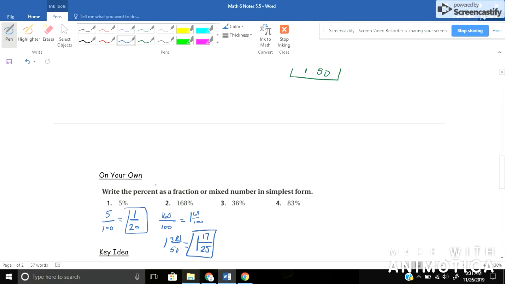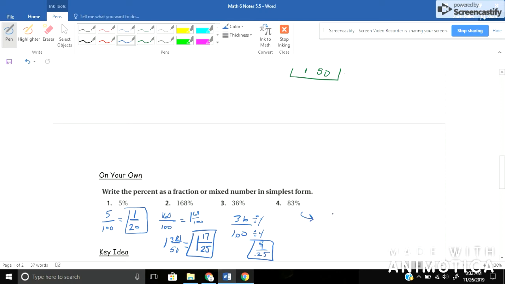Number 3, 36% is 36 over 100. And then simplify. What's our common factor? Greatest common factor would be 4. Dividing each by 4 would give you 9/25ths. Remember, you can always divide 100 by 4 because think about quarters. If you had $1 and you divided that by 4 quarters, it would give you 25 cents per quarter.